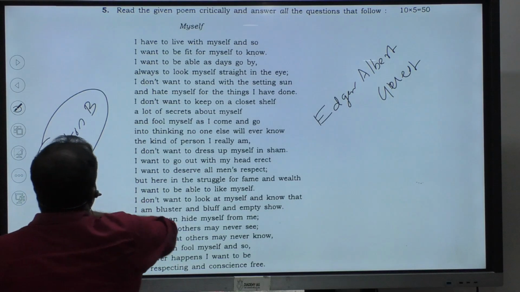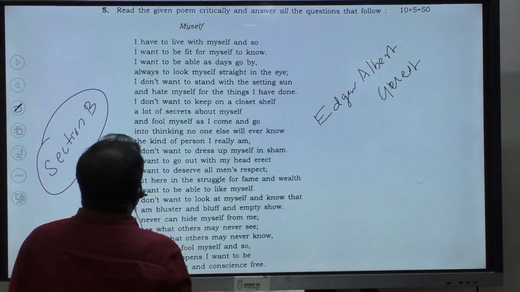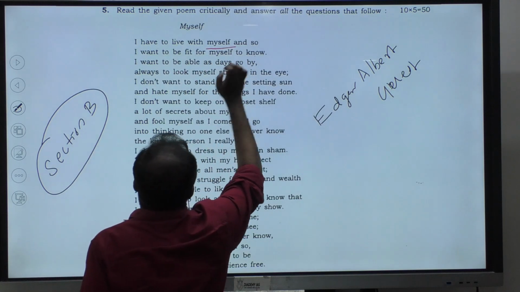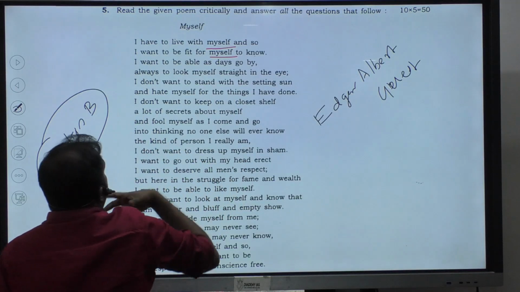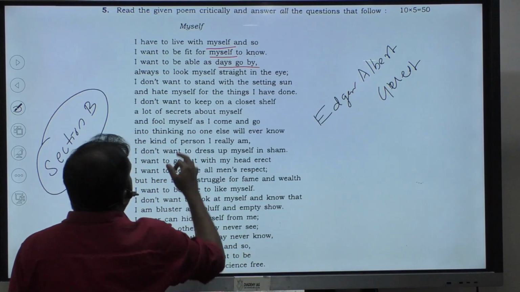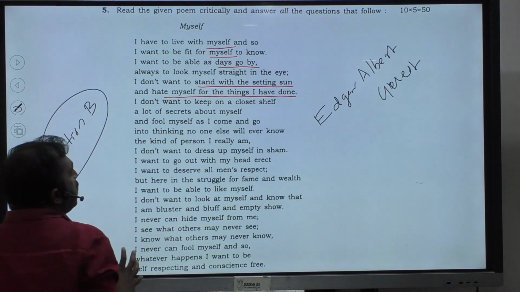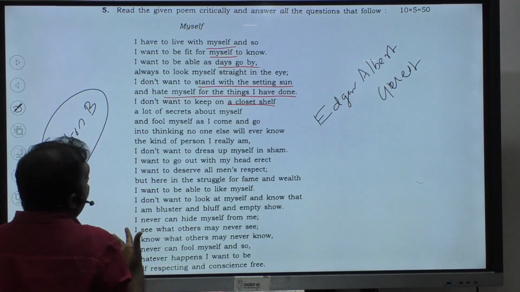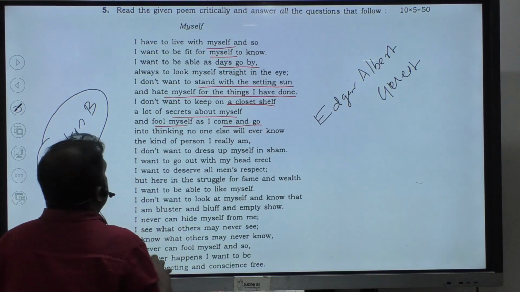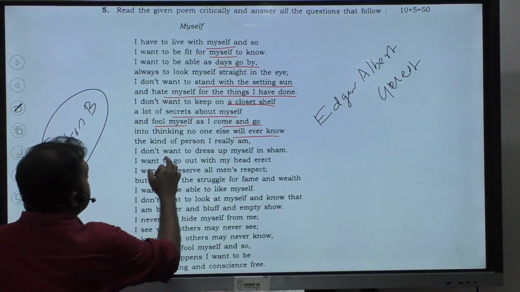So comparatively, when we compare with the previous years, 2024 and 2023, the 2025 unseen poem is comparatively easy. So here, I have lived with myself. I want to be myself. I want to be able to look myself straight in the eye. I don't want to stand with the setting sun and hate myself for things I have done. I don't want to keep on a closet shelf a lot of secrets about myself, and fool myself into thinking no one else will ever know the kind of person I really am.